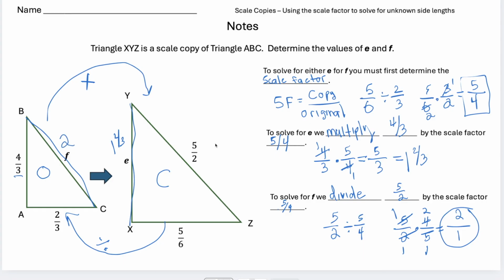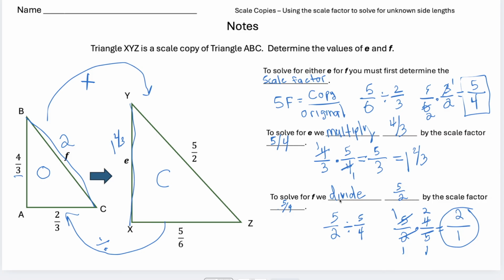So one more time to summarize this. To solve for e, we had to multiply 4/3 by the scale factor. To solve for f, we had to divide 5/2 by the scale factor. So those are the two major operations you need to know.